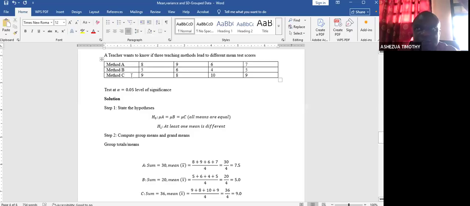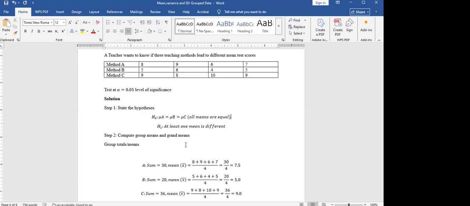Under A, what we'll do here is we are summing all this to have our 30. When you take the mean, you sum all this and divide by 4. First, under method A. I hope you are listening. You have to follow what I'm saying closely. Otherwise, once you lose track here, you have issues in the rest of the solution.